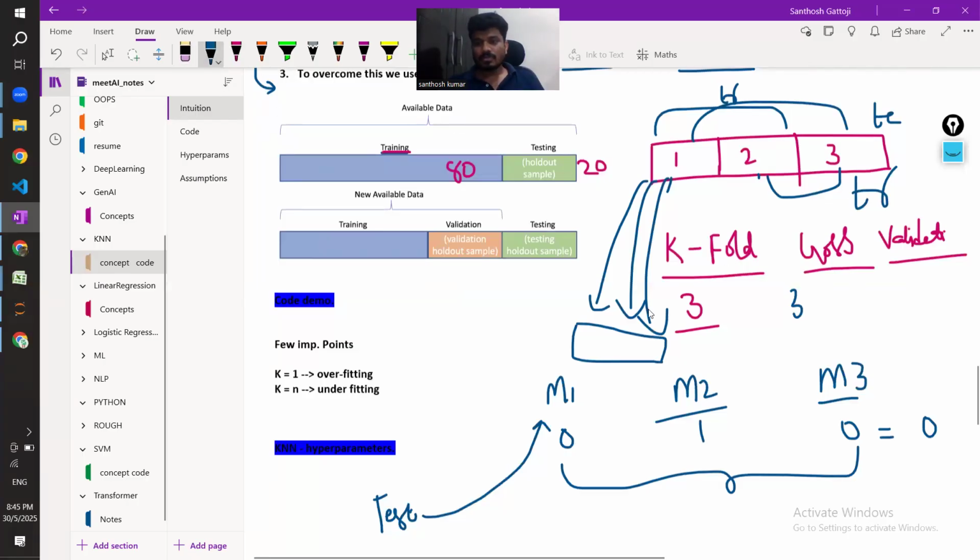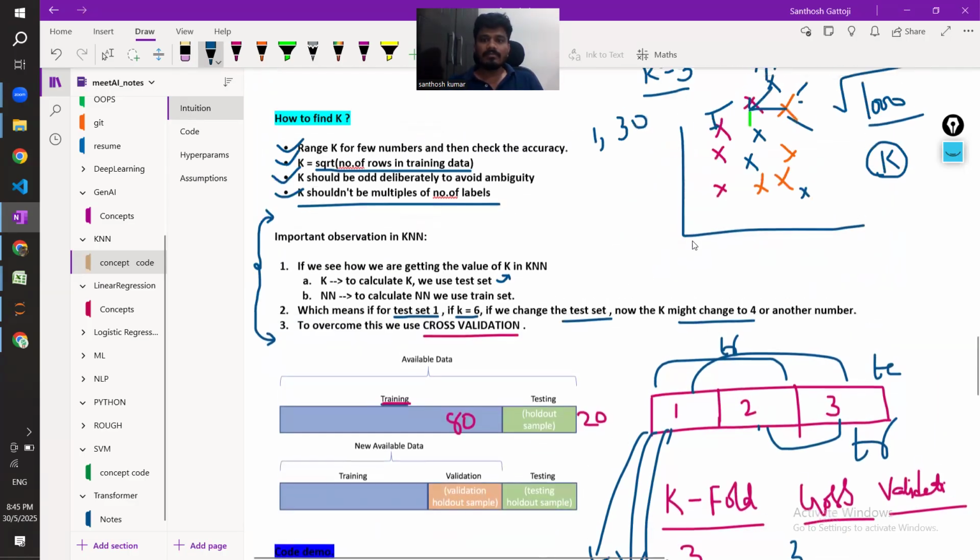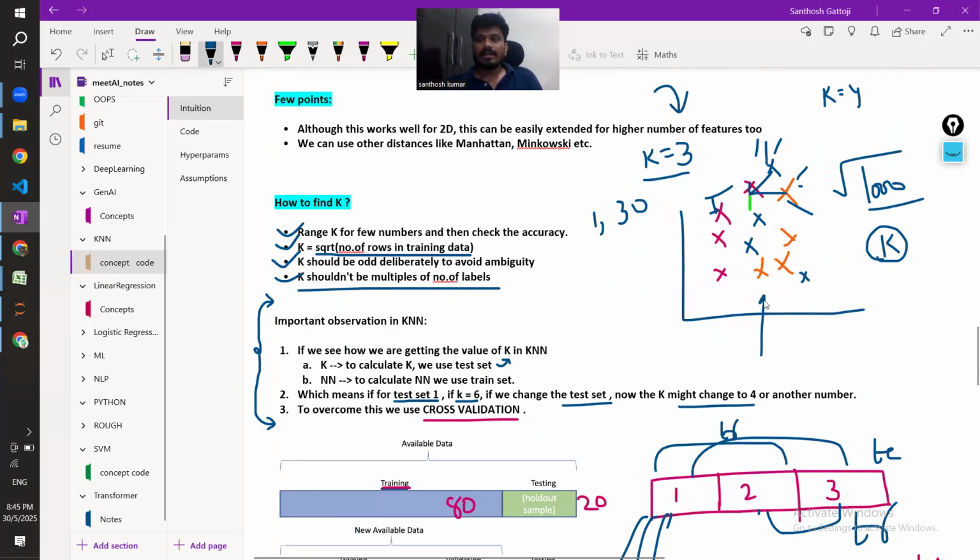Earlier we had only one model. We pass the input to that model, and based on its training data it does the majority, with some rules like K should not be even. Finally it gives one prediction, 0 or 1. The problem is we cannot directly use train and test because of this important point: K is dependent on the test data and NN is dependent on the training data. If you change K, it changes. NN is coming from the training data.